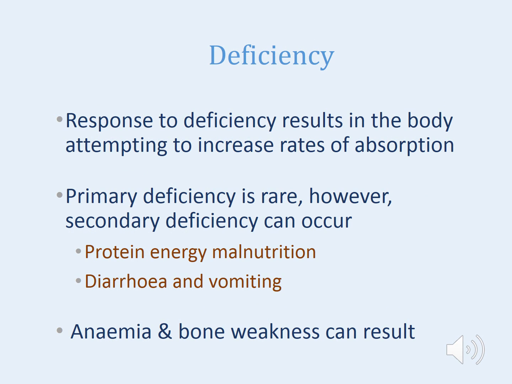So copper deficiency is rare, however secondary deficiency may occur due to protein energy malnutrition, for example, or persistent diarrhea and vomiting, and prolonged copper deficiency can lead to bone weakness and anemia. And as copper absorption occurs in the stomach as well as the small intestine, patients receiving enteral nutrition via a jejunostomy tube may require copper supplementation intravenously to avoid deficiency.